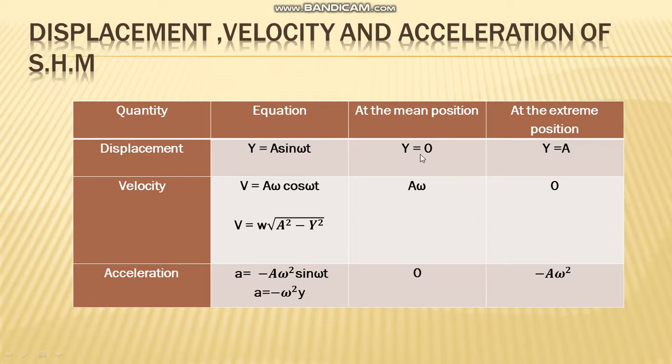At mean position y is equal to 0, at extreme position y is equal to a. At mean position, velocity is maximum, that is a omega. At extreme position velocity is minimum. At mean position acceleration is 0 and at extreme position acceleration is maximum.